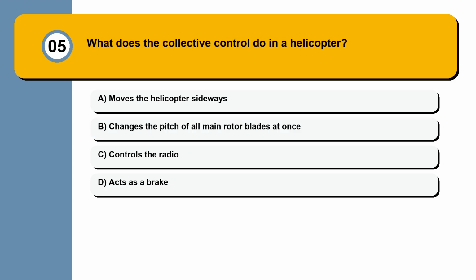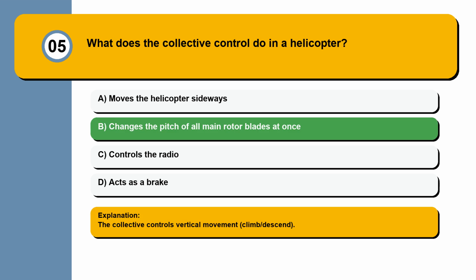Question 5. What does the collective control do in a helicopter? Moves the helicopter sideways, changes the pitch of all main rotor blades at once, controls the radio, acts as a brake. The collective controls vertical movement, climb/descend.